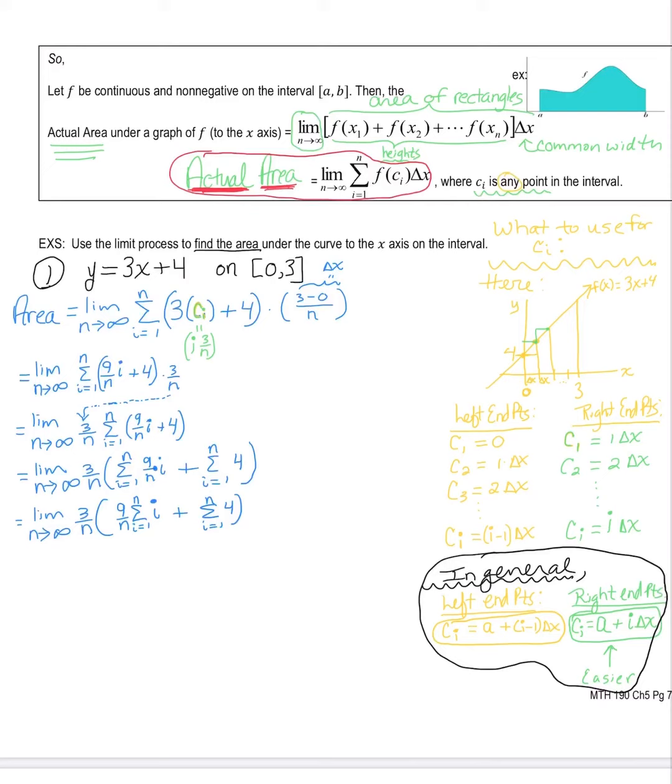All right, making progress. Now we have some formulas from the beginning of this section. The sum as i goes from 1 to n of i, that was n times n plus 1 over 2. And the sum as i goes from 1 to n of a constant, that was that constant times n. So now we can evaluate those sums using our sum formulas. All right, we're getting close.